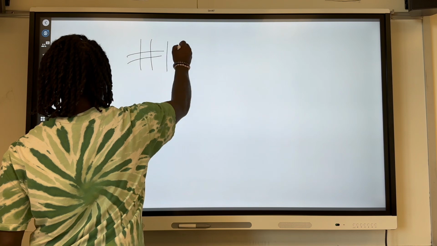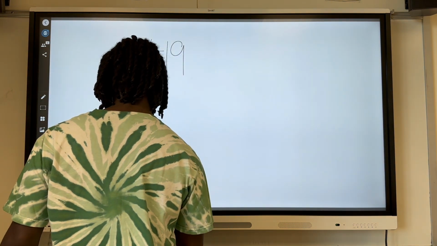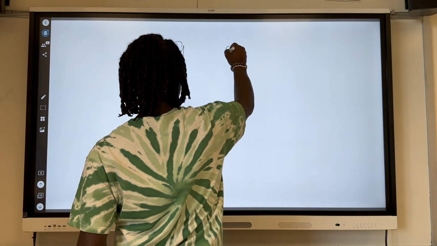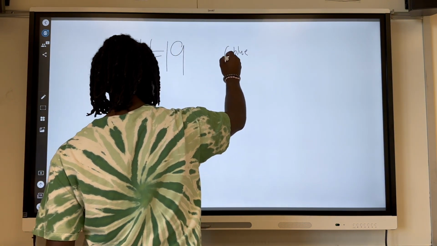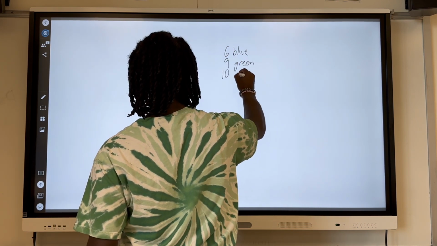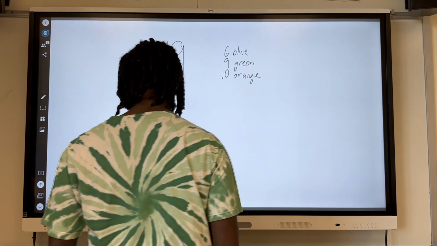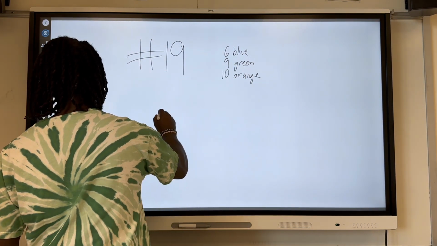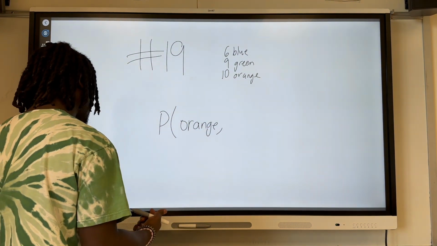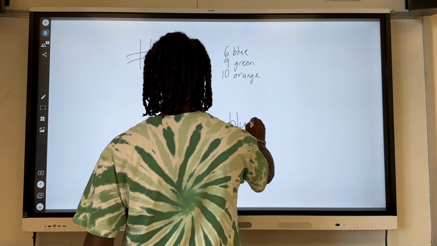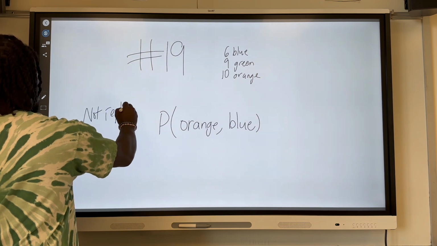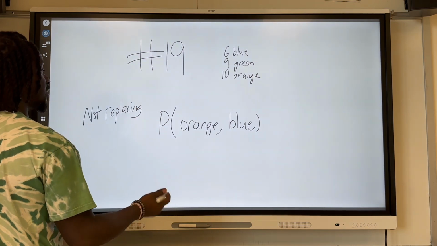Question number 19. It says we got 6 blue, 9 green, and 10 orange. It asks what's the probability of getting an orange, not replacing it, so we're not putting it back, and then getting a blue. Again, remember, we're not replacing it. So if we're not replacing it, that means it is dependent.